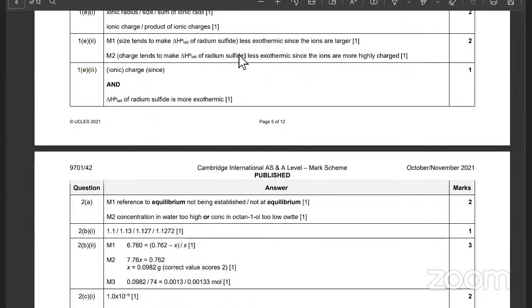Okay, if it's more highly charged, it's going to be more exothermic. Okay, that's definitely a typing error.